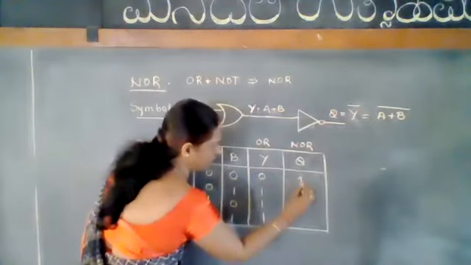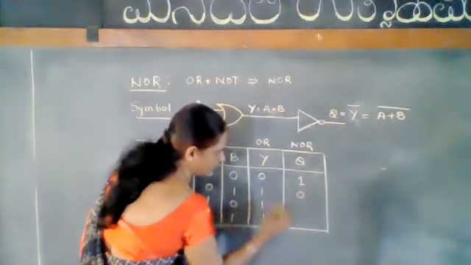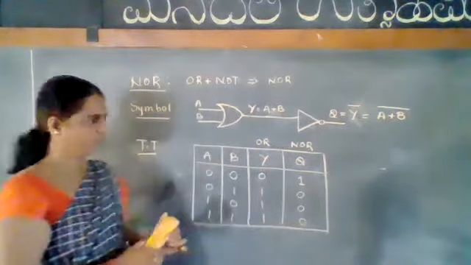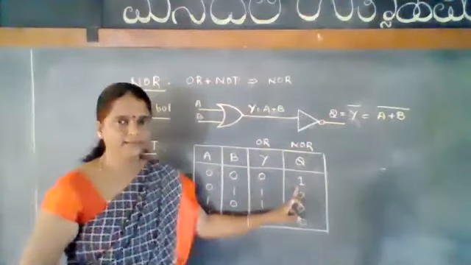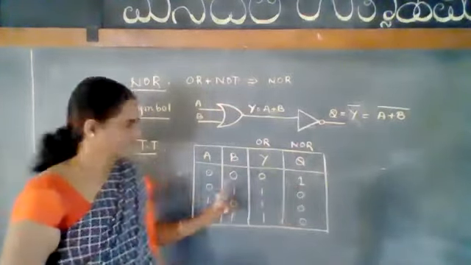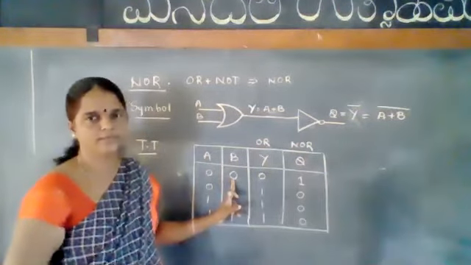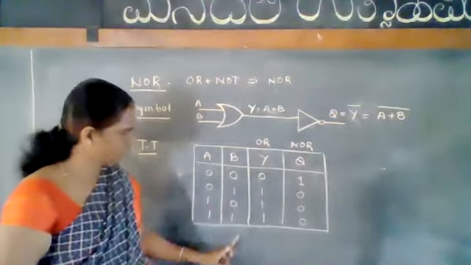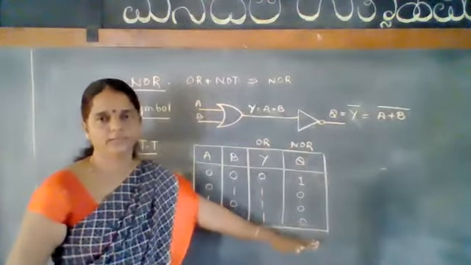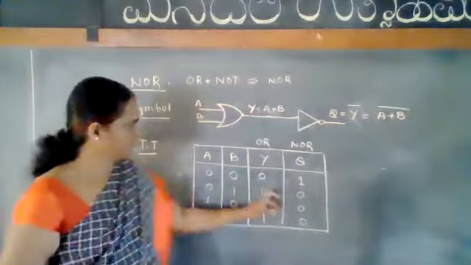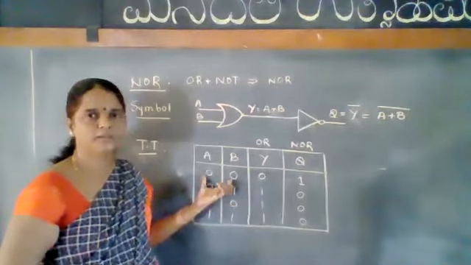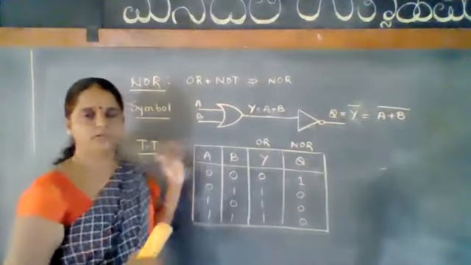So the 0 becomes 1, 1 becomes 0, this 1 is also 0, this 1 is also 0. Therefore, for a NOR gate, the output goes high only when all its inputs are 0. For any of the other conditions, the output goes low or remains in low state. So the output of NOR gate goes high only when all the inputs are low. That is the definition for NOR gate.